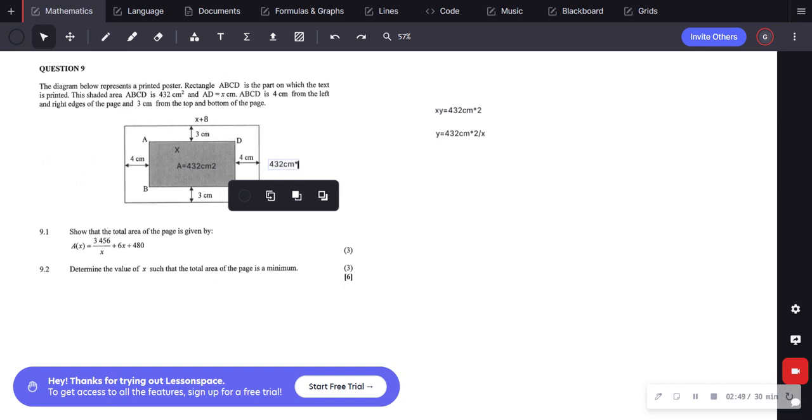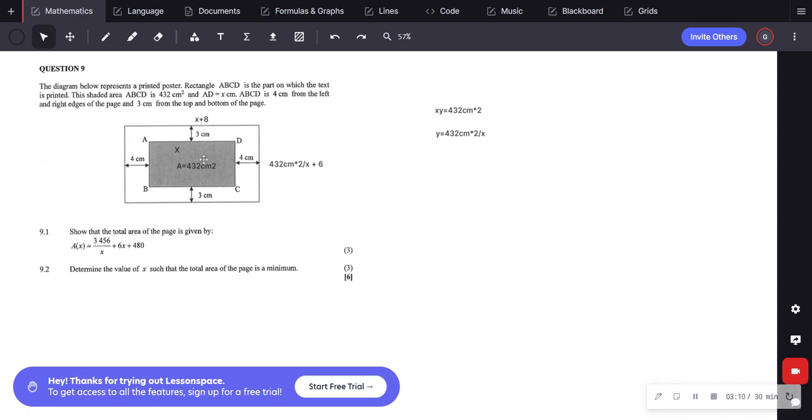And the Y component would be 432 centimeters squared divided by X plus 6, because we have the Y component and an extra 3 centimeters above and below the rectangle.